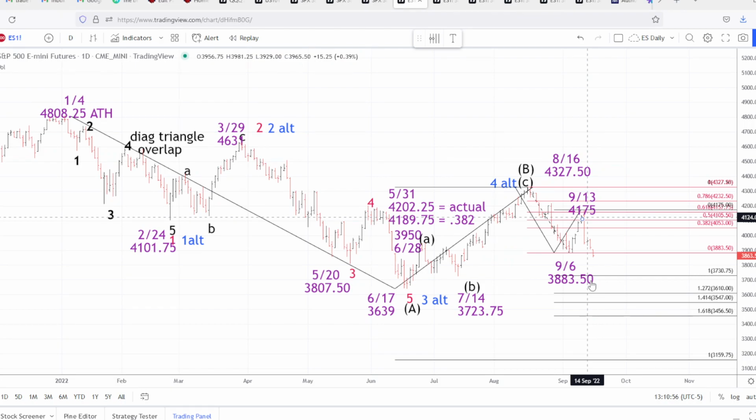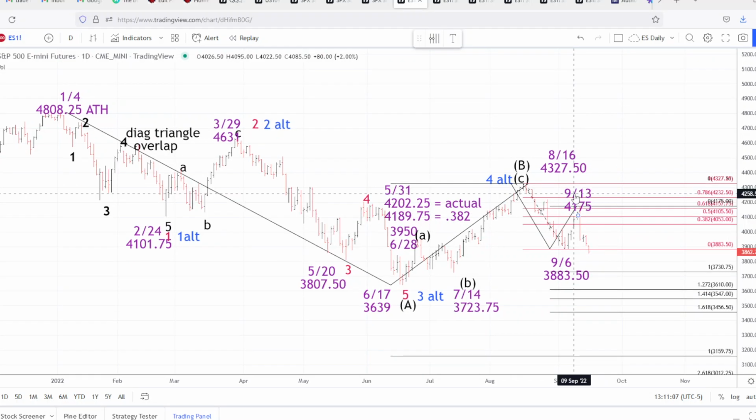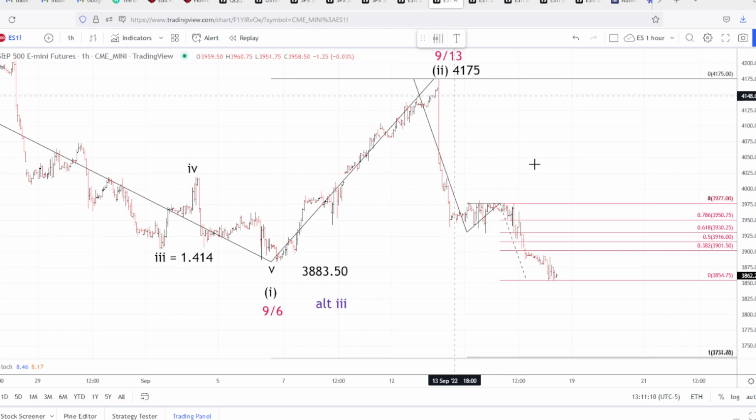And then we can see the internal wave count there, where that's a 1 down at the 9.6 low, a 2 up at the 9.13. We're looking at 37.30 for that, almost 31. I think I had a 31 on another chart. We'll get down and break that down a little bit better here.